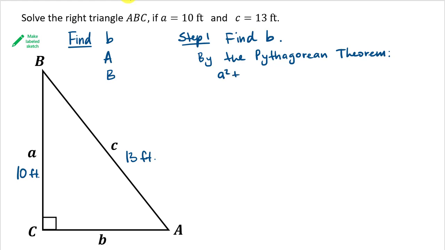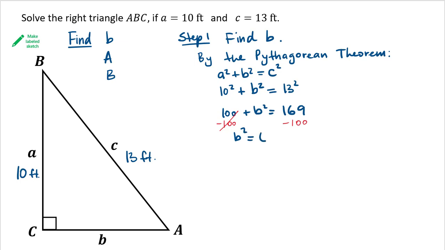a squared plus b squared, where a and b are the legs of the right triangle, equals c squared, where c is the hypotenuse. So from this equation we know side A, 10, so that's going to be 10 squared, plus b we don't know, so I'll just leave it like that, b squared equals, and then c is 13, so 13 squared. That is 100 plus b squared equals 169. I subtract 100 on the left and on the right. So b squared equals 69.